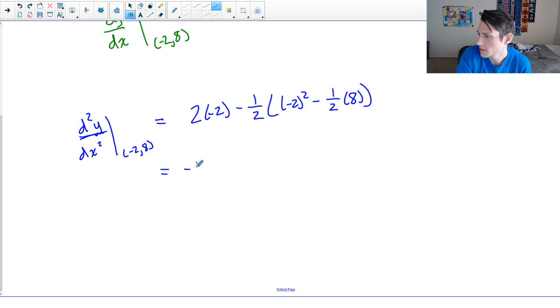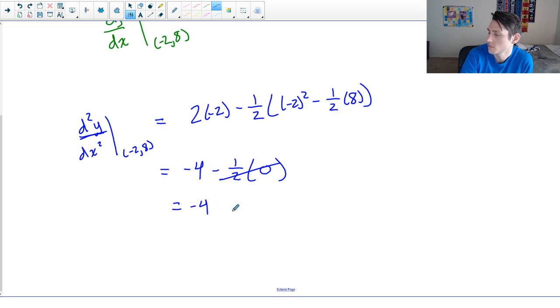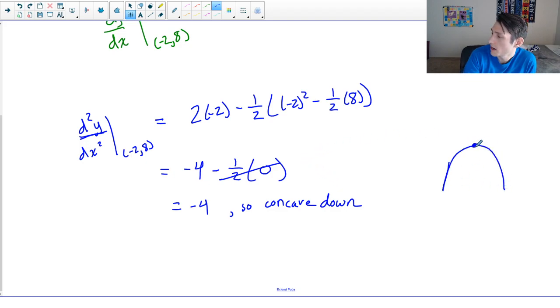So let's just calculate this. -4, then this 1/2. (-2) squared is +4. 4 minus 4 is 0. Great, -1/2 times 0. So this is just -4. That's important because it tells us it's negative, so it's concave down. If it's concave down and we have this critical point, then this is a relative max.